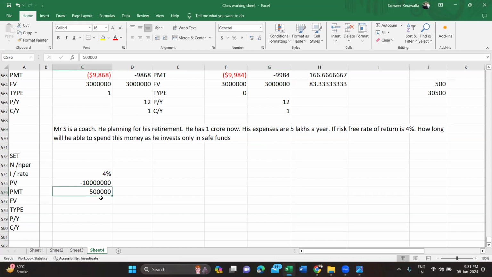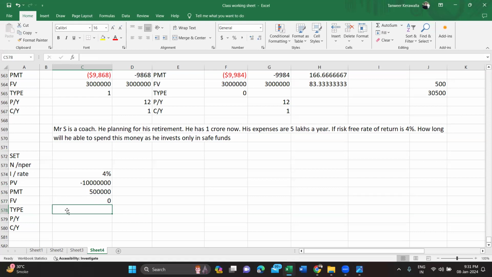So 5 lakhs are coming in, he withdraws them and then uses them for expenses, but he's withdrawing them from the investment. So money coming in, because he will be able to spend that 5 lakhs only after he withdraws it. So withdrawing means money coming in. So 5 lakhs is a PMT with a positive sign. Future value is zero because he wants to spend the entire thing on his expenses only. He doesn't expect anything to be left at the end of the time period.